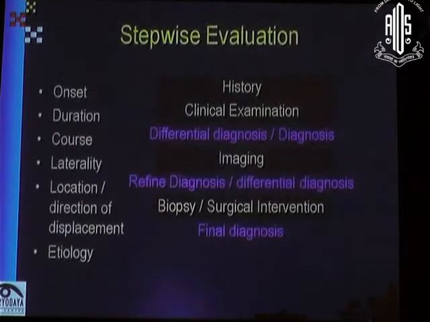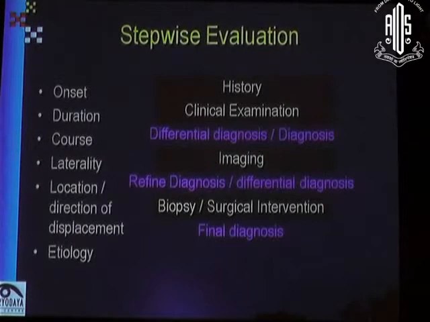So if you just cover these 6 points: onset would mean at what age does it present. Is it present from birth, or does it develop at a later age? Whether it is acute in presentation. The duration would be whether it is less than 7 days, between 7 days and a month, which would be a subacute presentation, or present for months or years. Course would mean whether it is progressing, resolving, static, or intermittent.